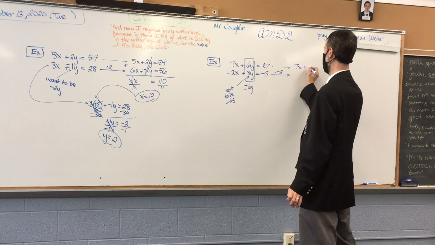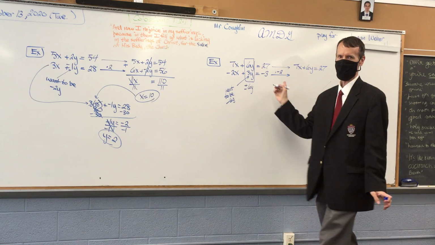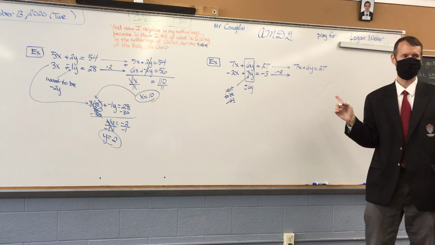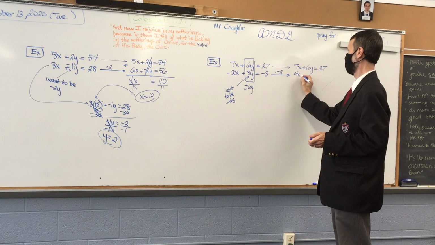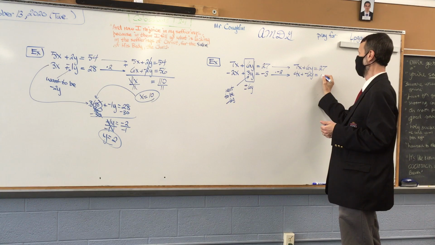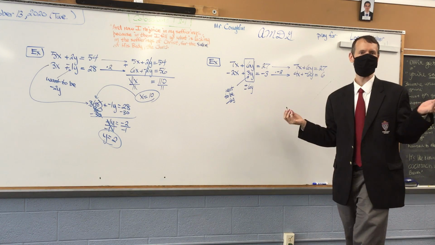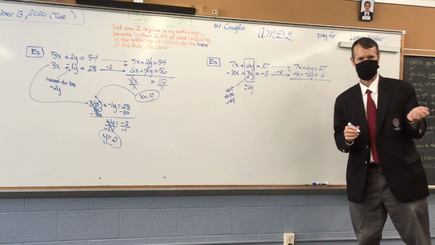7x plus 6y equals 27. And then can somebody give me the bottom? Let me see. Sam, take over. Probably positive 4x plus negative 6y equals positive 6. Does that make sense? Now, I think this thing is ready to roll.